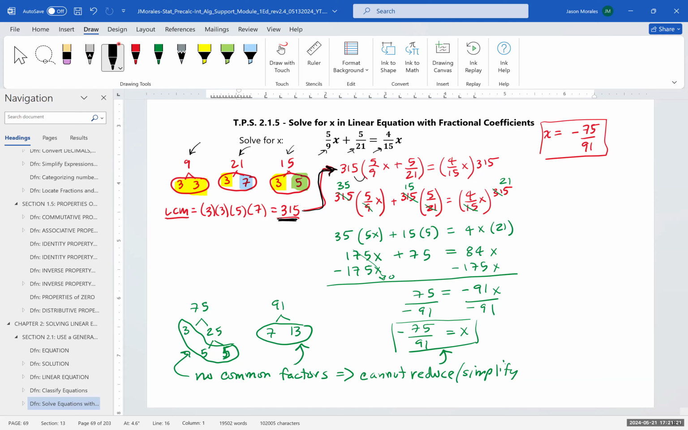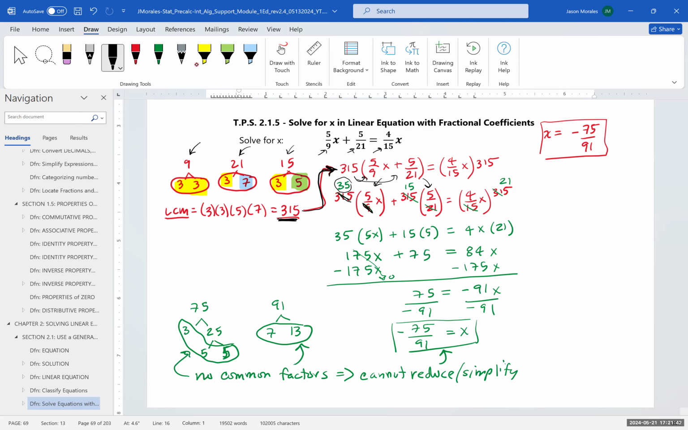Then I distributed this 315 to both of those terms inside the parentheses. And that's what I've got here on this next step. And then I canceled 9 in the denominator here and 315 here, which gives me 35 left.